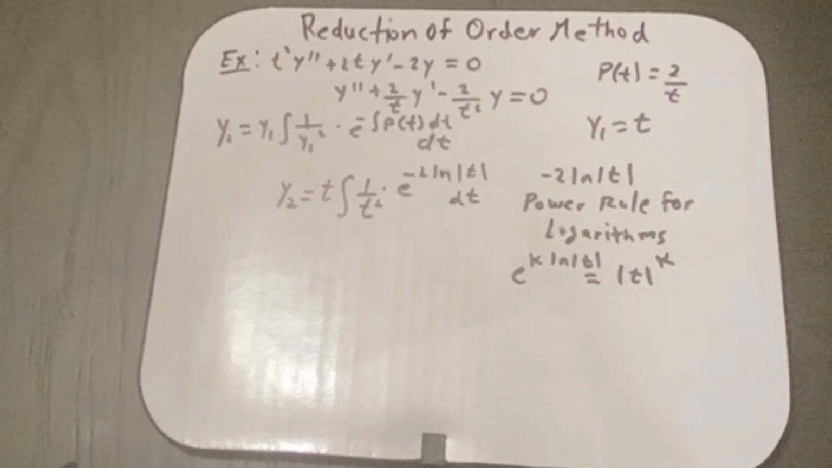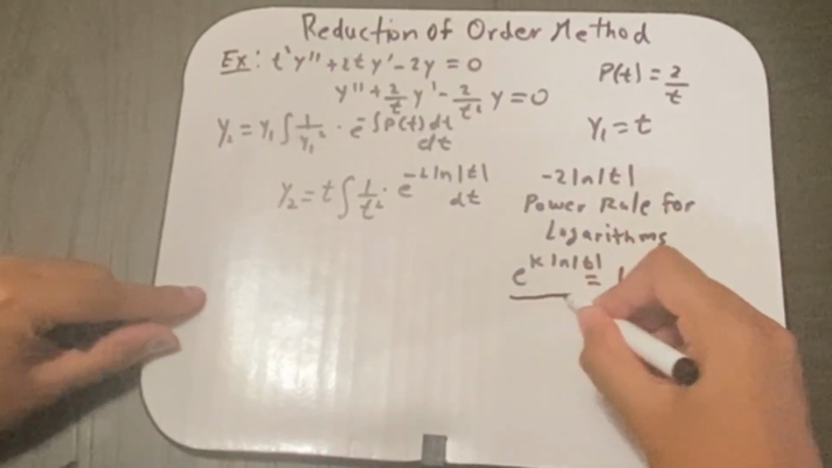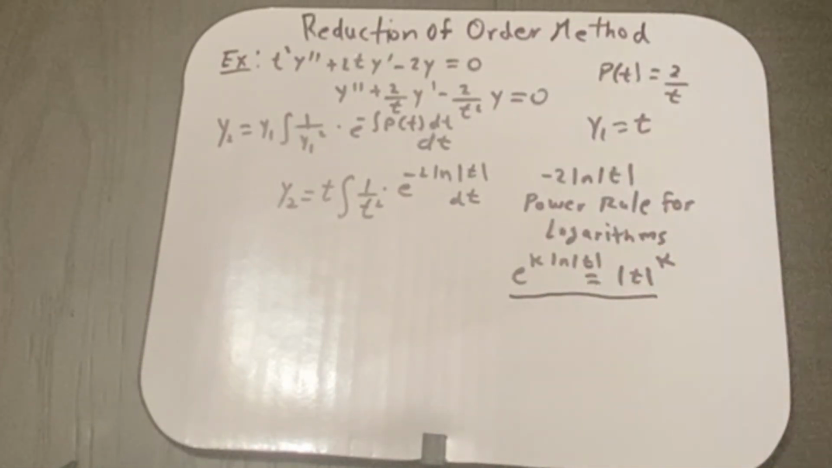So like I said, we use the power rule for logarithms, which states this: e to the power k times ln of absolute value t is just absolute value t to the power k. So in our question, if you remember, I also stated that t is greater than 0. It was a condition in the question that t is greater than 0.